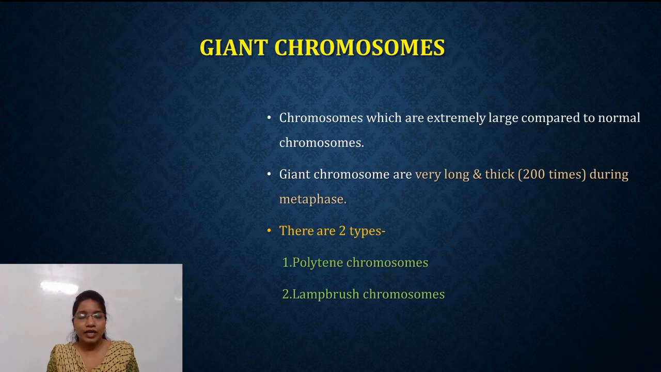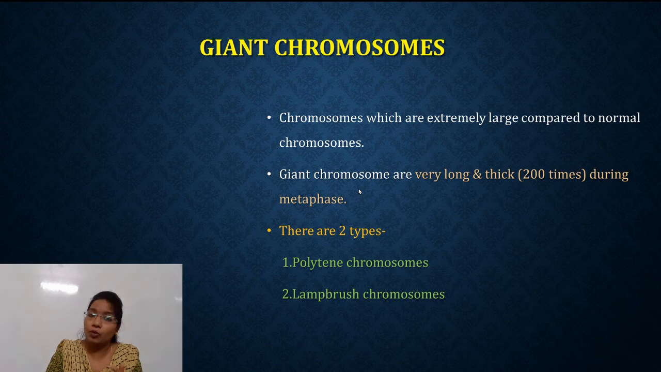So friends, let's focus on another concept of the chromosome, that is the giant chromosomes. Giant means huge in nature. So the chromosomes which are extremely large as compared to normal chromosomes are called giant chromosomes. They are very long and thick, approximately 200 times normal chromosomes, and they are easily observed during the metaphase.